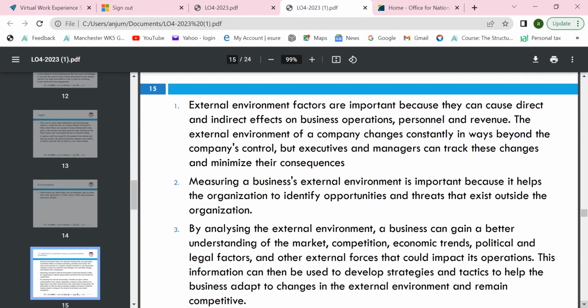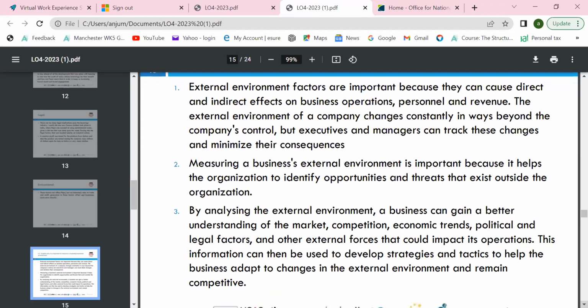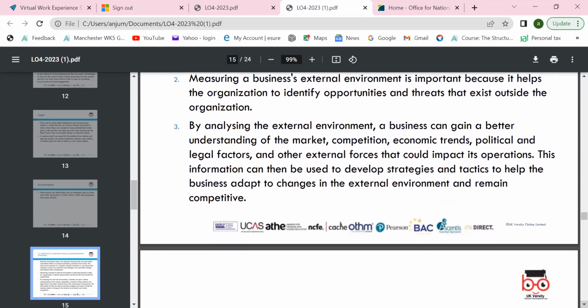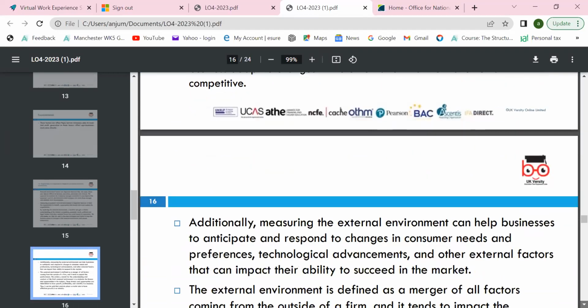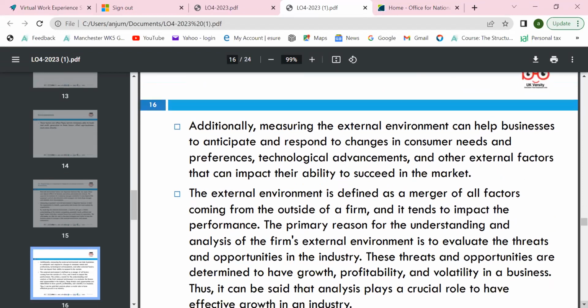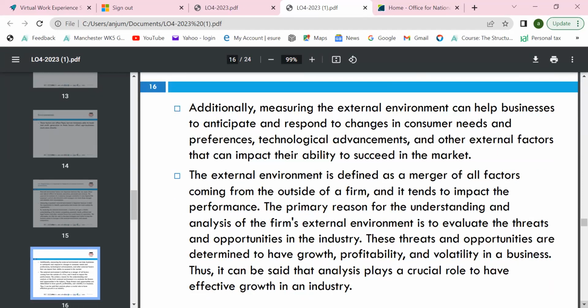Last lesson we discussed SWOT: strengths and weaknesses are internal, while external opportunities and threats come from outside. So you can avail the opportunity and minimize the threat by looking at the external factors, and you can develop the strategy accordingly and stay competitive in the market. Additionally, monitoring external factors can help businesses anticipate and respond to changes in consumer needs and preferences and technology advancement.